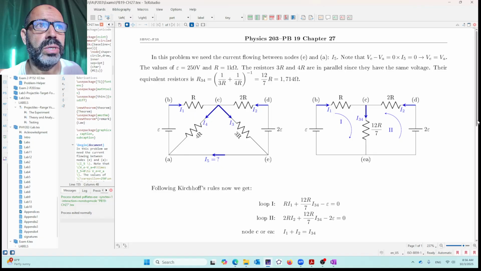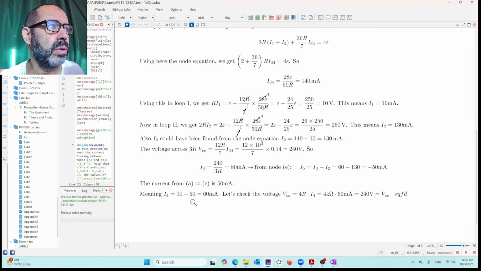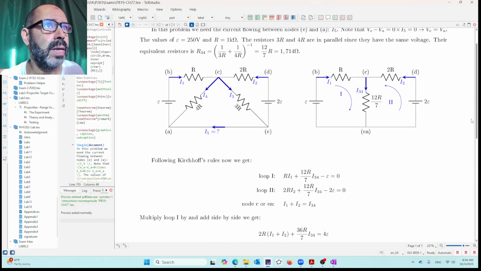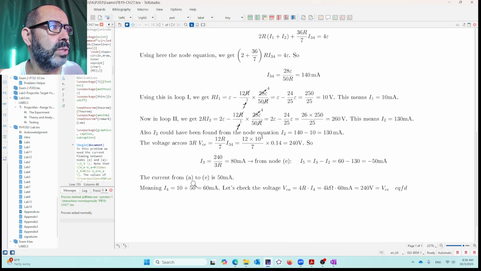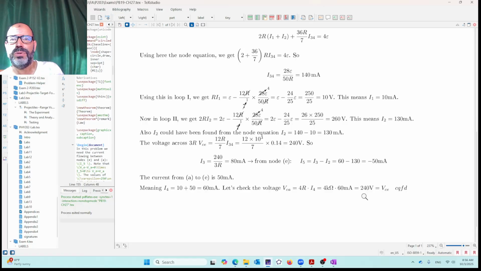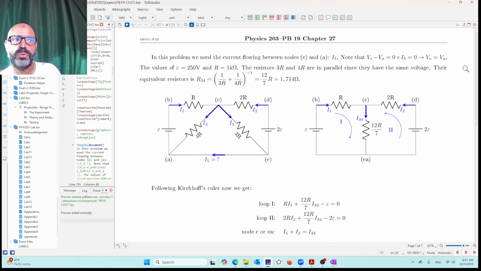Just to check, to make sure that indeed it's 240, we found the current I4, 60 milliamps. The voltage between nodes C and A should be, by Ohm's law, the resistance times the current. The resistance is 4R, and the current, we just said, is 60 milliamp. The milli and the kilo will make 1, and the ohm and the amp will make a voltage. 4 times 60 is 240. And that indeed checks. And we use the expression CQFD, which is basically what we needed to check. So the whole problem is self-consistent. Hopefully this video is helpful to understand how to proceed with similar problems.